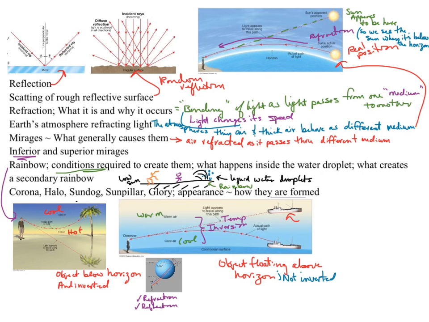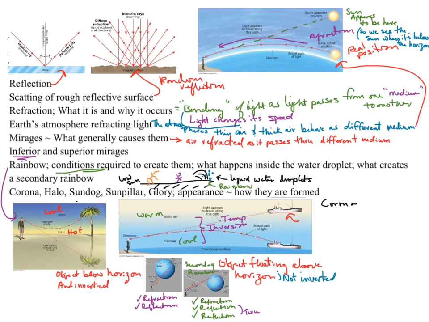I want you to know what happens inside the rain droplet. For the primary rainbow, the brightest rainbow that we always see, within each liquid water droplet there is refraction and reflection off the back of the raindrop. For the secondary rainbow, and this is one of the test questions, you have refraction, the breaking down of the colors, and then two reflections on the back of the liquid water droplet. So two reflections for a secondary rainbow.